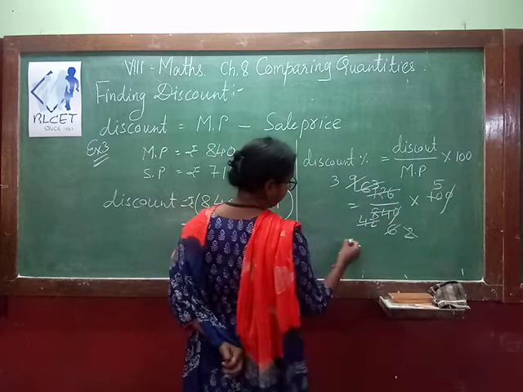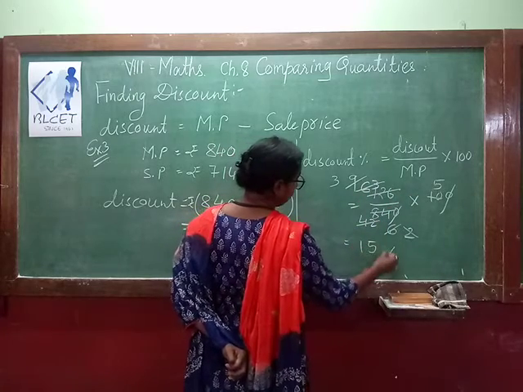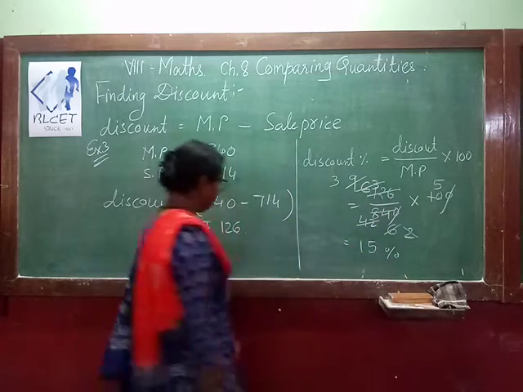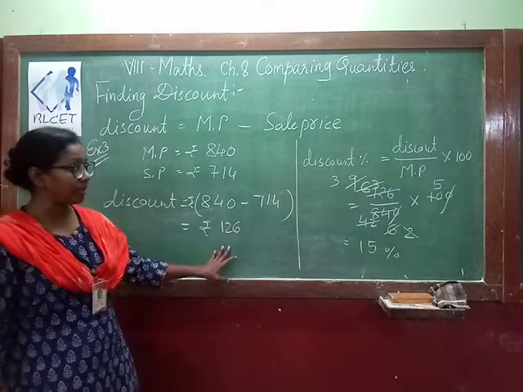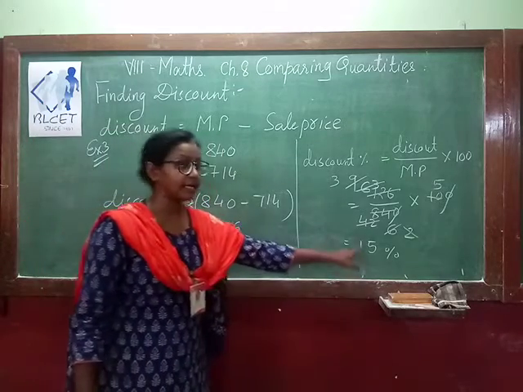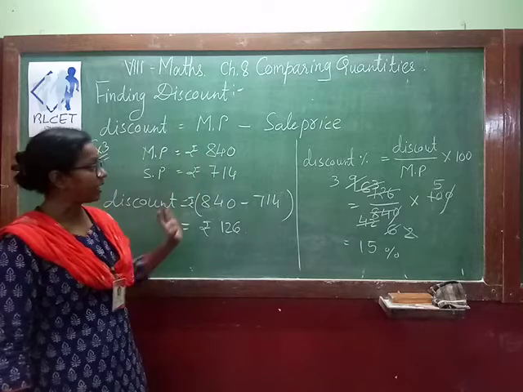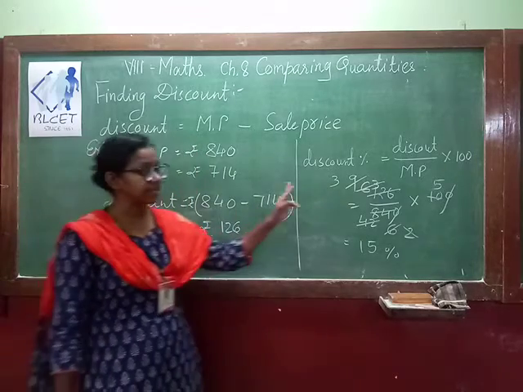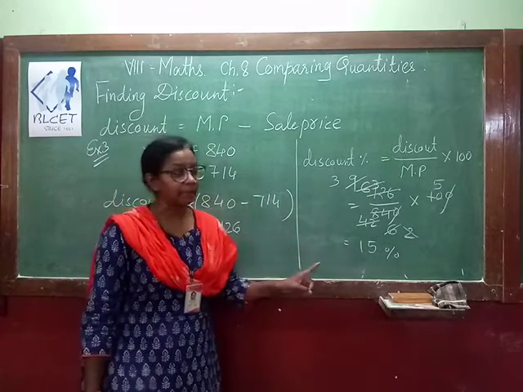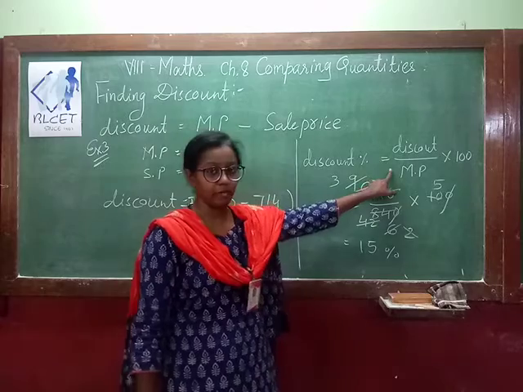3 multiplied by 5, that is 15%. So 126 rupees discount means you are getting 15% discount on mark price. So this way we can find the discount and discount percent. Again I am repeating, you have to remember this formula.